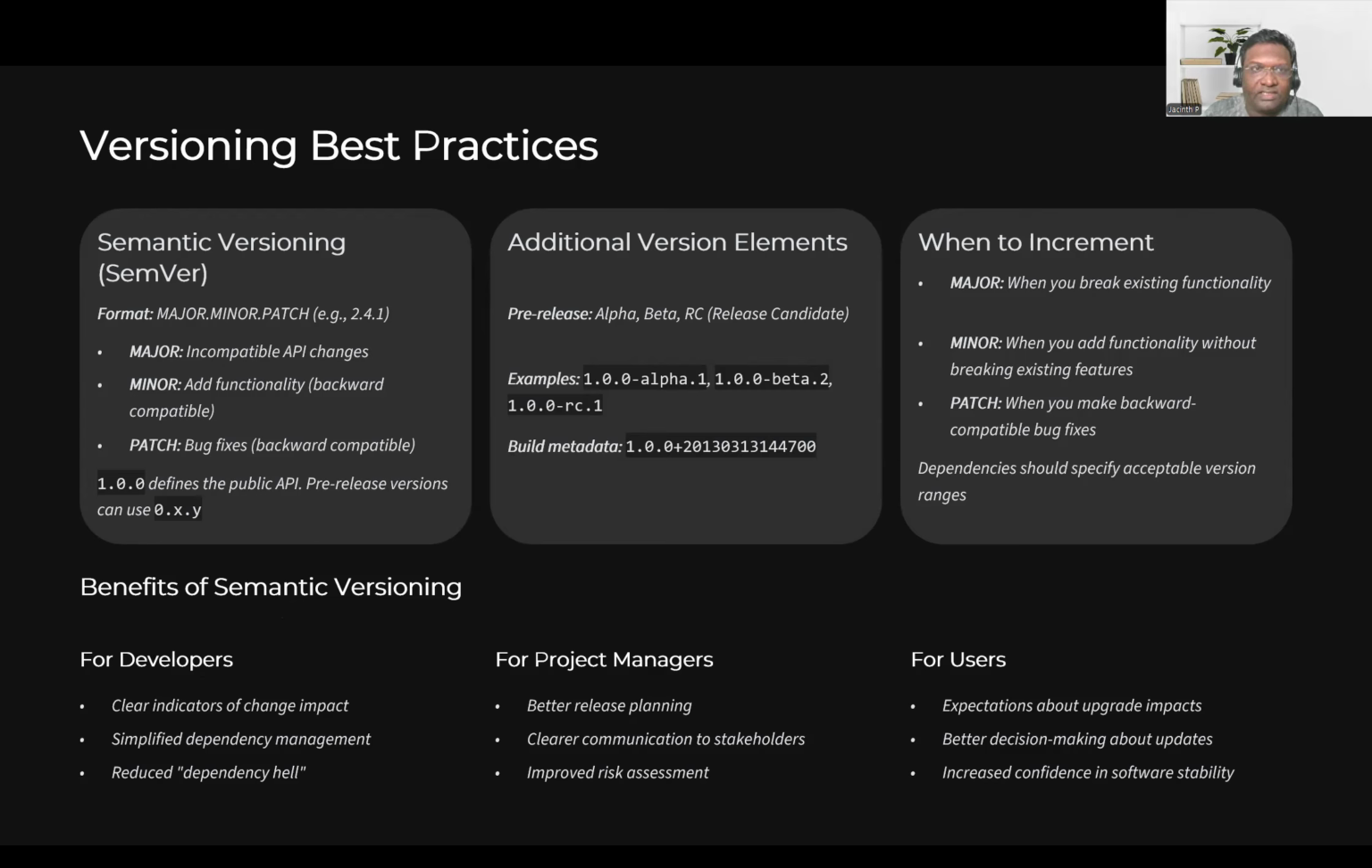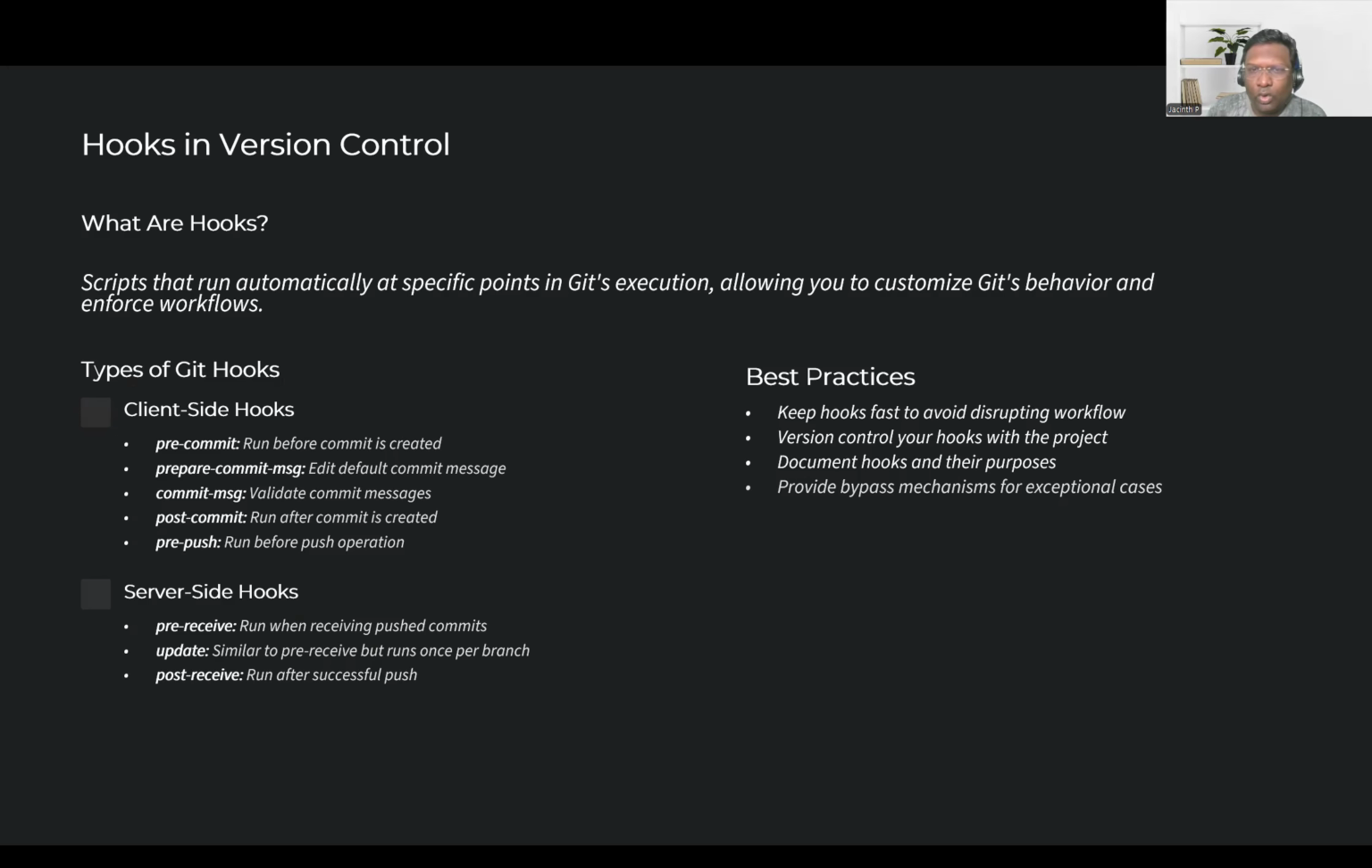Let's talk about something called hooks. Hooks are scripts that run automatically at certain points in a Git workflow. For example, a pre-commit hook might check if your code passes the tests before allowing you to commit. A commit message hook might enforce consistent commit messages. On the server side, a pre-receive hook could block changes that don't meet review requirements.